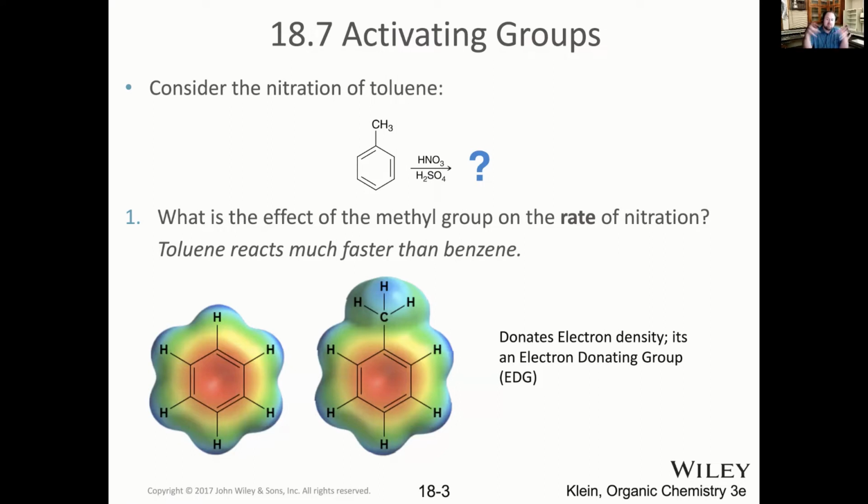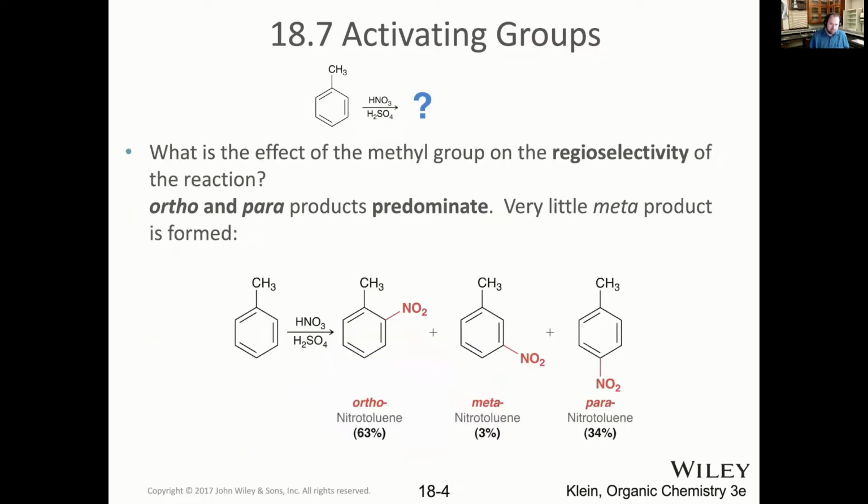So now, what happens if you're donating electron density into the ring? Well, that means there's more electrons in the ring itself. And if you remember from our discussions about EAS, the ring is the nucleophile. The benzene ring is the nucleophile in the reaction, in the mechanism. So the more electron density there is on the nucleophile, the stronger and the more nucleophilic that nucleophile is going to be. So that speeds it up, makes it go faster.